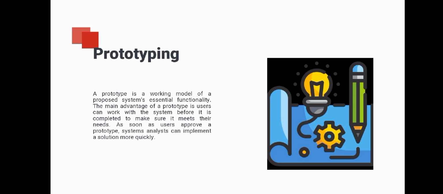Prototyping. A prototype is a working model of a proposed system's essential functionality. The main advantage of a prototype is that users can work with the system before it is completed to make sure it meets their needs. As soon as users approve a prototype, system analysts can implement a solution more quickly.